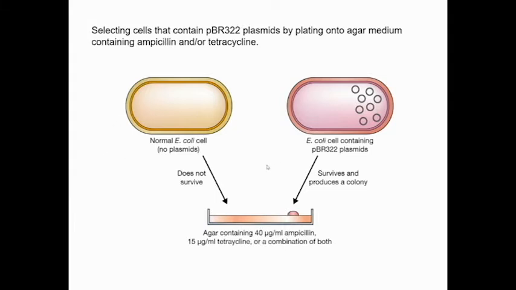So that's the process of transformation. First of all, you induce competence by using 50 millimolar calcium chloride to change the cell wall property.